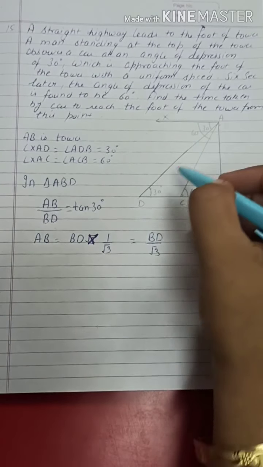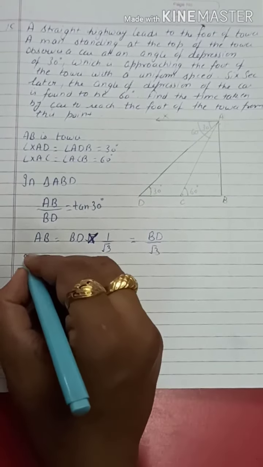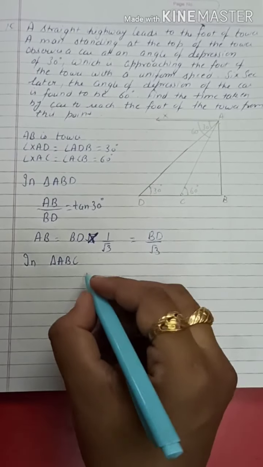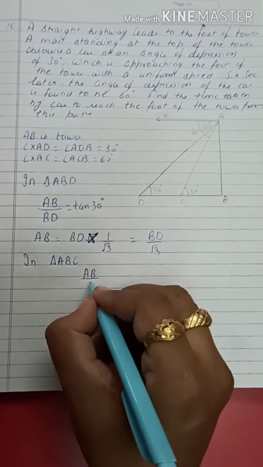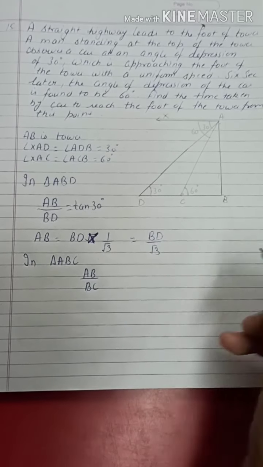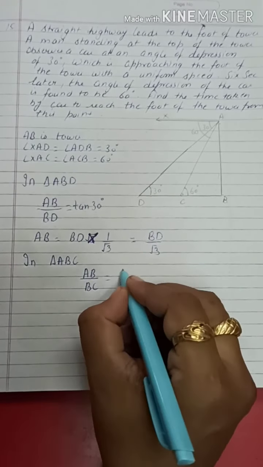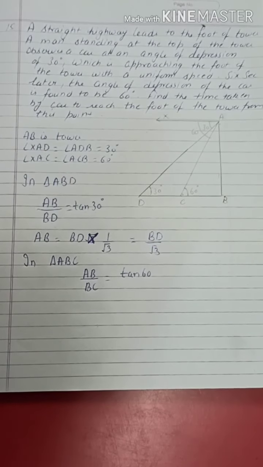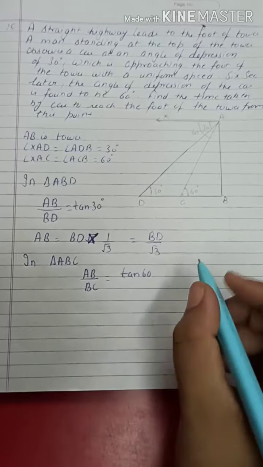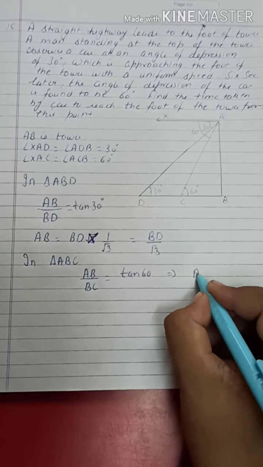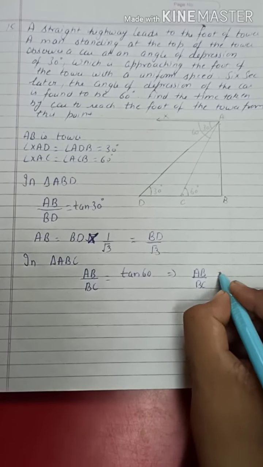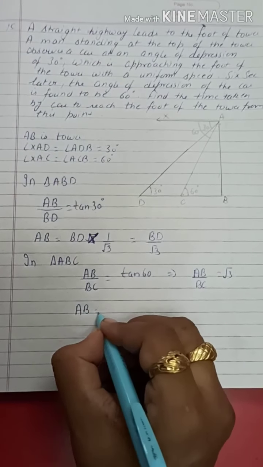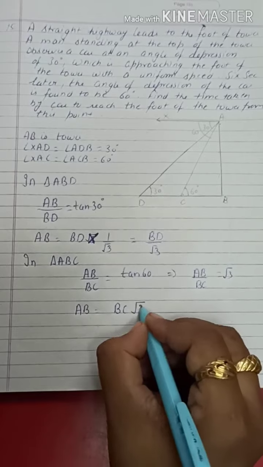Now come to the triangle ABC. In triangle ABC, AB upon BC equals tan 60 degrees, as you can see the base angle is 60 degrees. So what will be the value of tan 60? That is root 3, so AB upon BC equals root 3. Take BC on the other side: AB equals BC root 3.